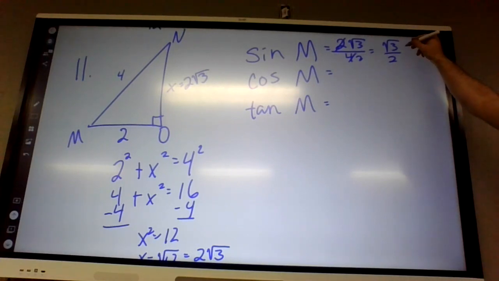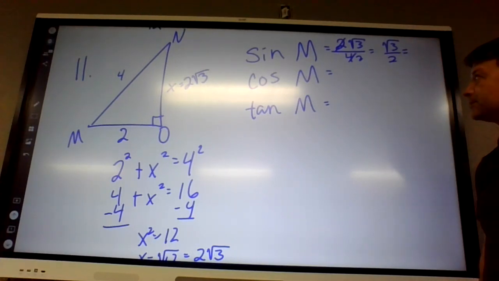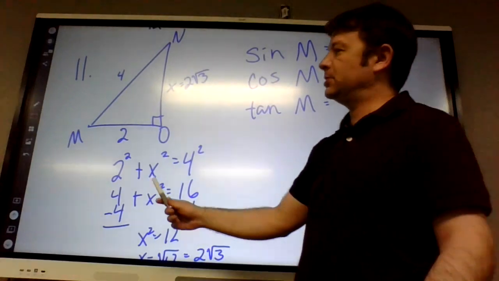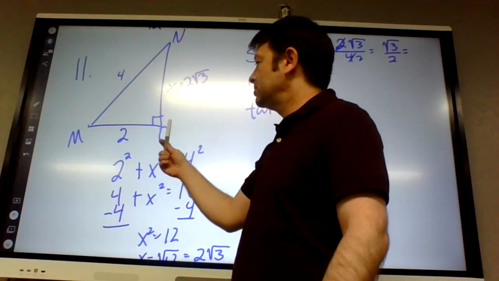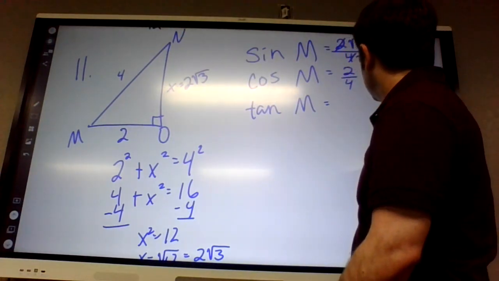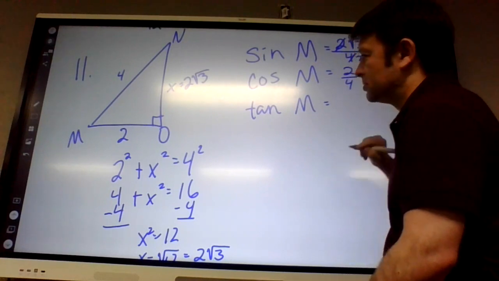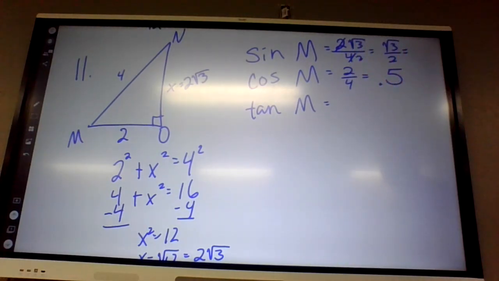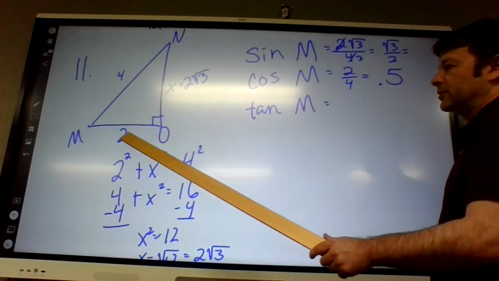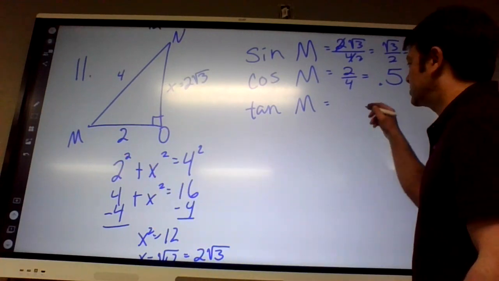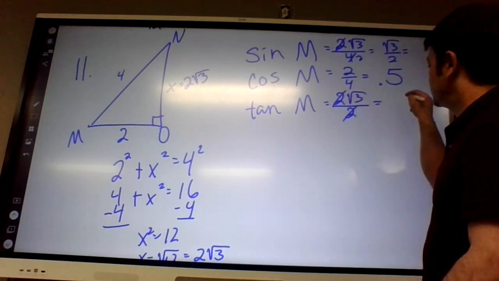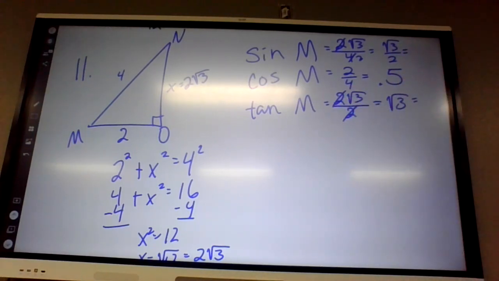Oh, and I forgot we're supposed to turn it into a decimal. Whatever the decimal is. Cosine of M, oh, I know this one, is adjacent over hypotenuse, 2/4, which is 0.5. Tangent of M is opposite over adjacent, and that reduces to square root of 3. We can plug that in your calculator.